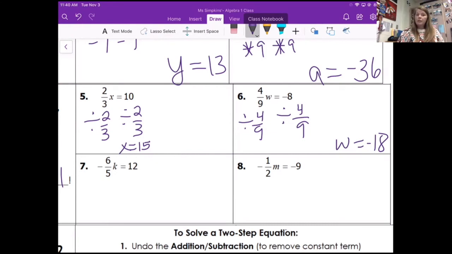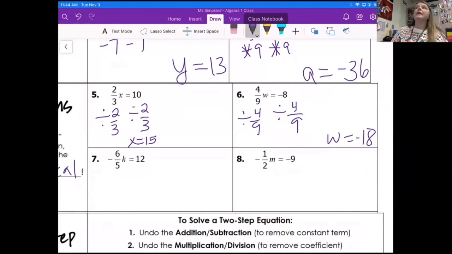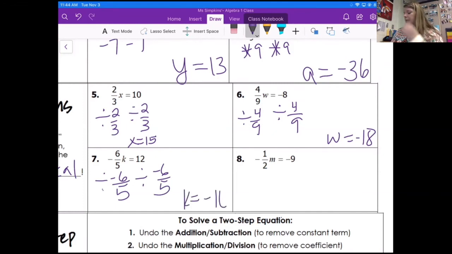Yeah, 7 and 8. Okay, on number 7, K is being multiplied by -6/5. So we want to do the opposite. We want to divide both sides by -6/5. So you want to take 12 divided by -6/5. You should have gotten K is -10. And then 18, divide both sides by -1/2.